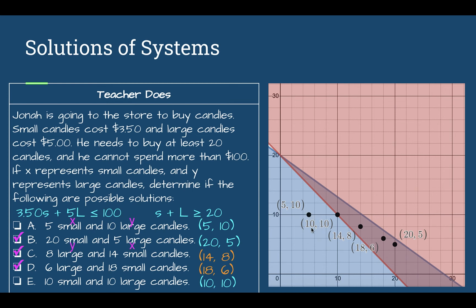But what about the last one? 10, 10. It is on a solid line, so that's good. But is it on the border of the double shaded area? Yes, there's the double shaded area right next to it. It's on that solid border, so we would also check off E. 4 of those combinations worked so that he bought at least 20 candles and did not spend more than $100.